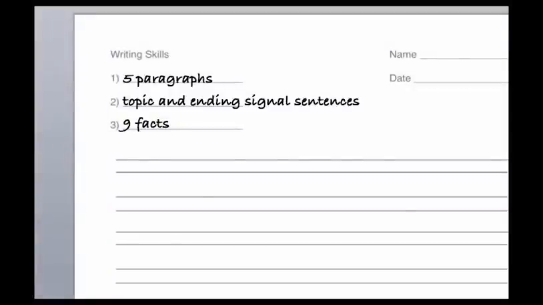Take a sheet of the class writing paper. Write your name and date. In the writing skills section, write 5 paragraphs. Topic and ending signal sentences. 9 facts.